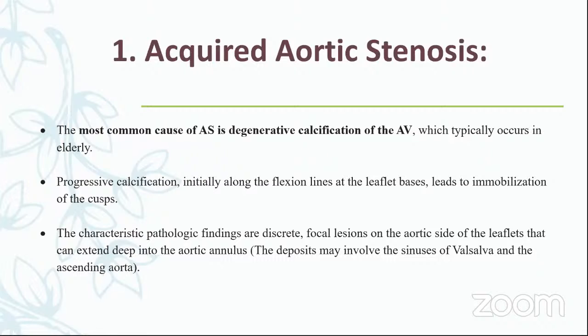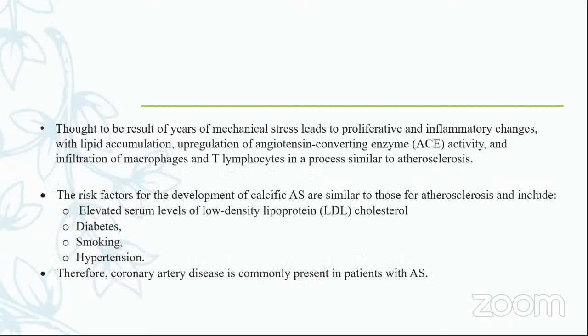The most common cause of aortic stenosis is degenerative calcification of the aortic valve, which typically occurs in the elderly. The progressive calcification initially will begin along the flexion lines at the leaflet bases, which will lead to immobilization of the cusp. The characteristic pathological finding is a discrete focal lesion on the aortic side of the leaflet that can extend deep into the aortic annulus. And this can also involve the sinuses of Valsalva and the ascending aorta as well.